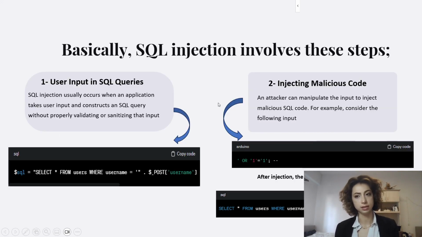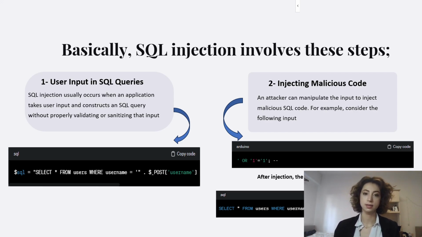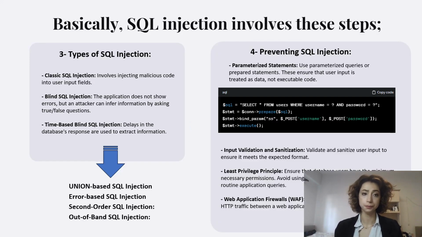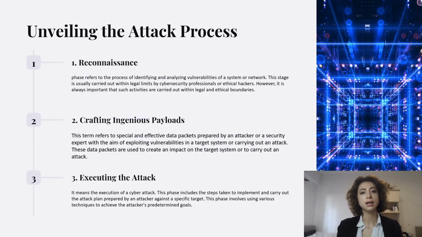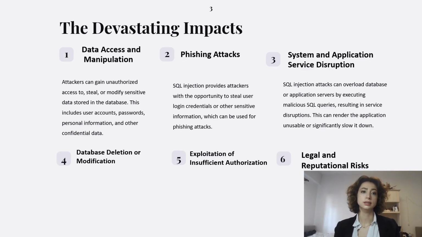Basically, SQL injection involves these steps. This video explains these steps actually. User input in SQL prompt, injecting malicious code, and types of SQL injection like I wrote here: union based, error based, second order, out of band. And for preventing SQL injection, like in the video: unveiling the attack process, the compromises, crafting malicious payloads, and executing the attack. The devastating impacts.